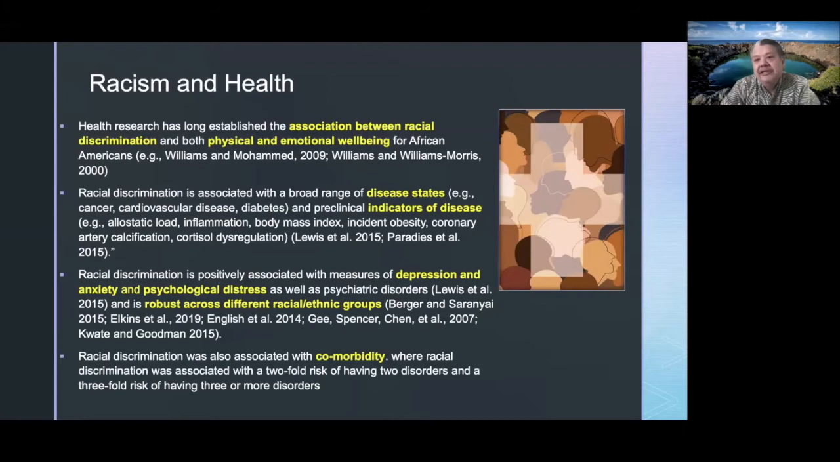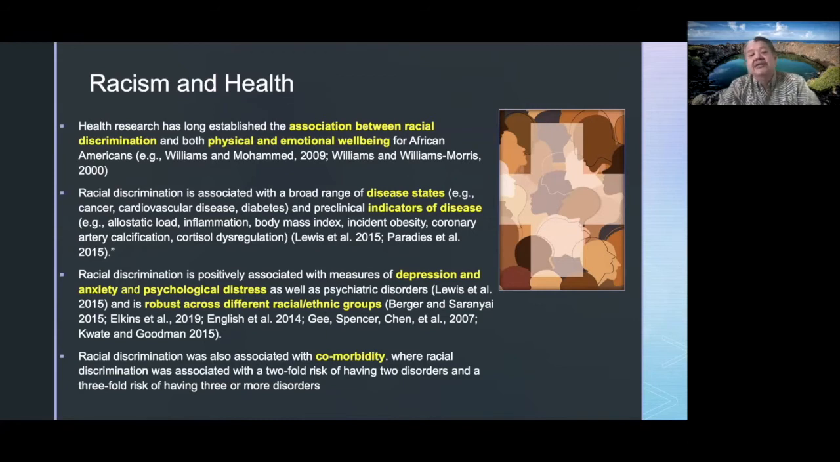I put a lot of information on these slides, and my understanding is these slides will be available to you. So I'm not going to talk about each point here because I feel like this is literature that exists out there. Much of it done by one of my mentors, David Williams. When I was at Michigan early on in my career, I was fortunate enough to work with Dr. David Williams, who was groundbreaking in terms of his work on looking at the relationship between racial discrimination and both physical and emotional well-being. He talks about racism being related to a bunch of disease states, everything from cancer to diabetes, as well as pre-clinical indicators of disease, body mass index, obesity, et cetera.